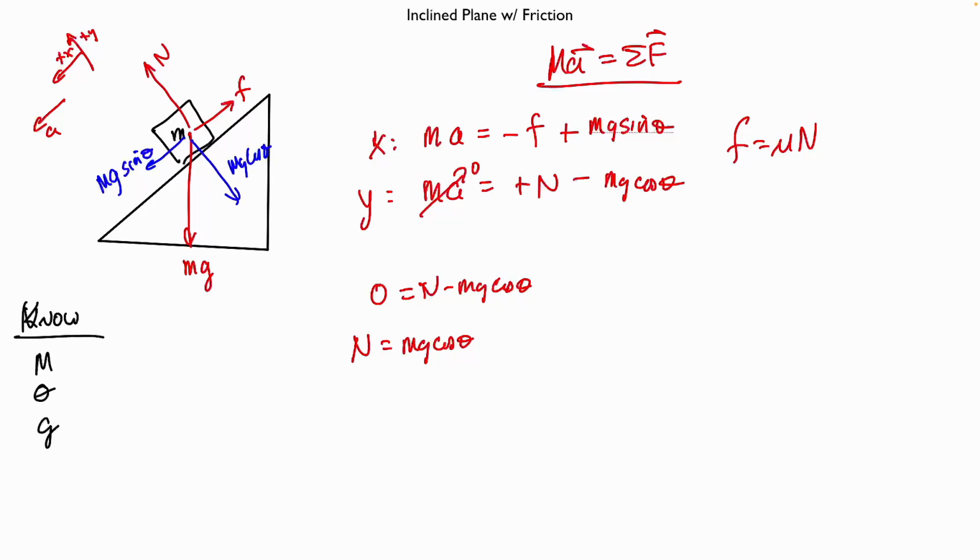So now I take this, so this came to here, this goes up here, which turns into F equals mu times mg cosine theta. And that F goes where?